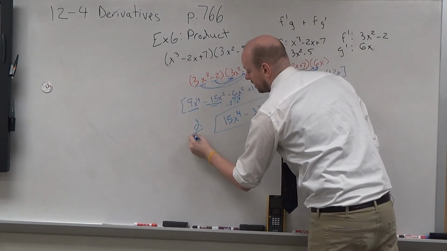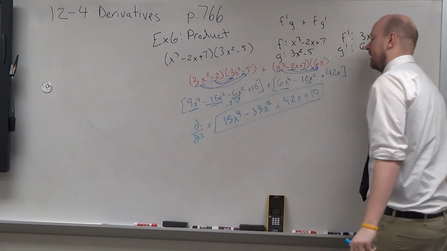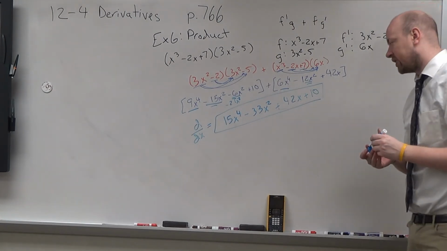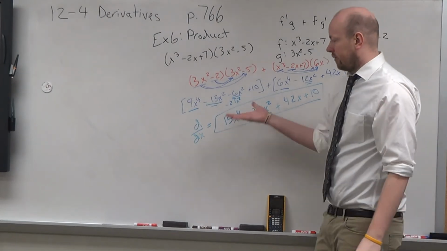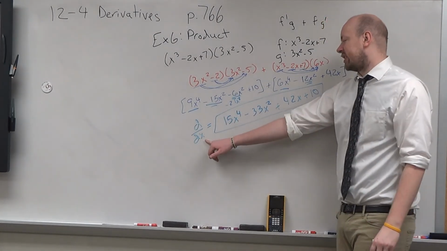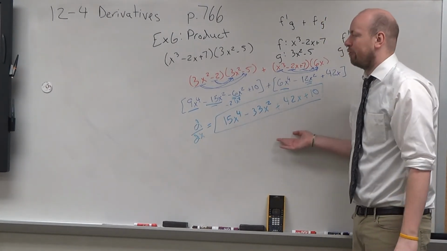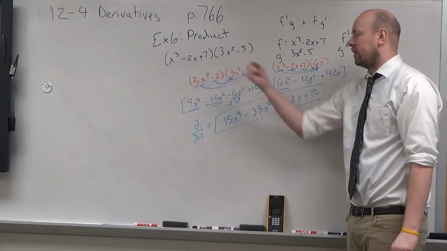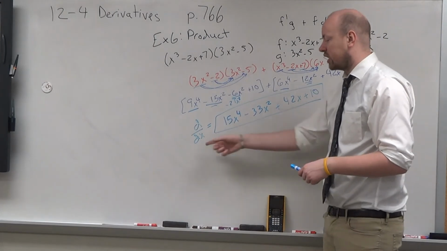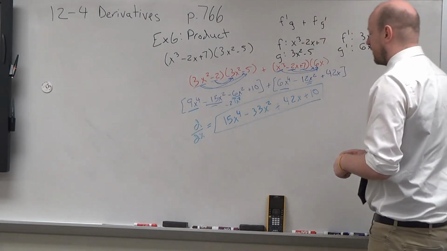So my derivative would be d over dx equals this: 15x to the fourth minus 33x squared plus 42x plus 10. Again, the reason for this symbol probably makes more sense now. I cannot say that this is f prime of x. I can't say it's g prime of x because it's the derivative of them being multiplied together. So that's why we have d over dx.